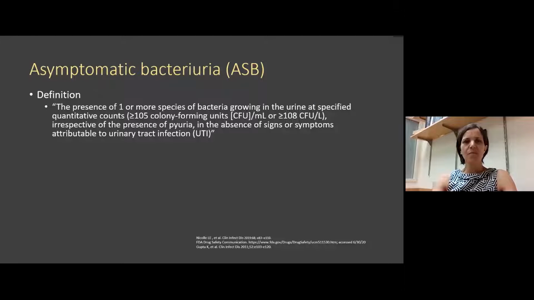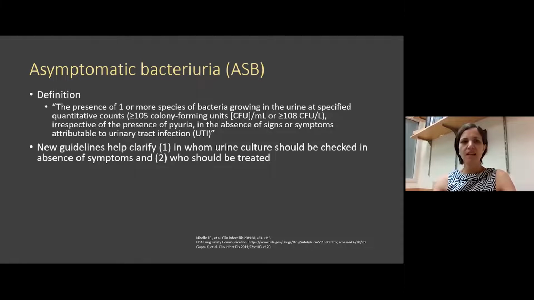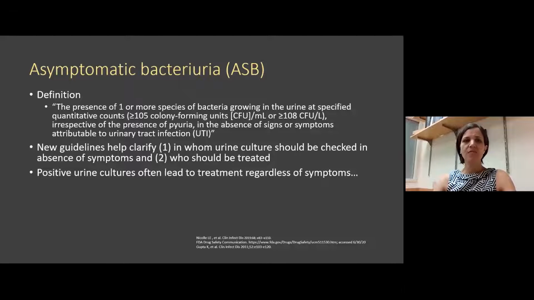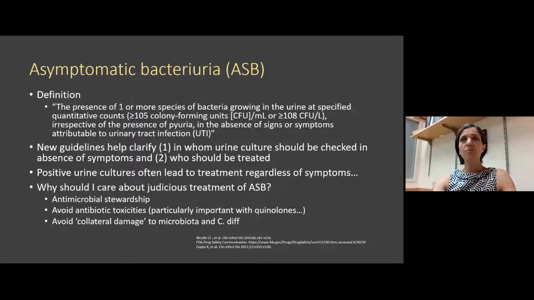So asymptomatic bacteriuria, the definition is the presence of one or more species of bacteria growing in the urine at specified quantity counts, irrespective of the presence of pyuria, in the absence of signs or symptoms attributable to urinary tract infection. New guidelines that came out in 2019 help clarify in whom urine culture should be checked in the absence of symptoms and who should be treated. Positive urine cultures often lead to treatment regardless of symptoms, but these guidelines point out that should not necessarily be the case. Why should we care about judicious treatment of asymptomatic bacteriuria?